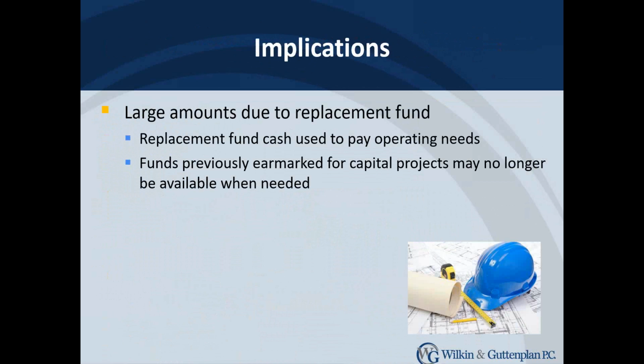So when we do see those large amounts due to the replacement fund, the first thing that I would look at is, is there an operating fund deficit? Has the budget been updated? Is it a recurring problem? Have they been operating at an operating fund deficit for 4 or 5 years consistently? And then I would really look to the budget to see if that's something that is updated annually.